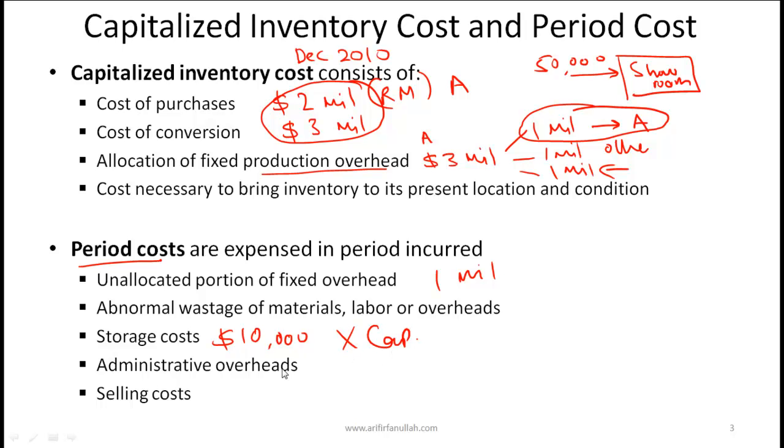Administrative costs, such as the cost of security personnel, administrative staff and so on, also would be considered period costs and hence cannot be capitalized. And finally, selling costs are also going to be period costs. Understand the distinction between capitalized costs and period costs. This is important.